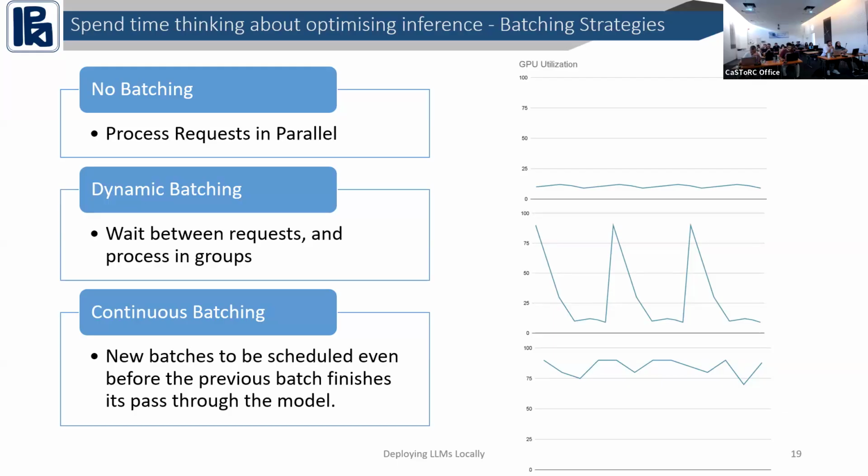You can also have dynamic batching, so you can wait between the different requests and process them in groups. For example, you can process batch requests every 1 hour. This is good for tasks where you don't really care when you get the answer, as long as you get an answer. And then continuous batching is something in the middle that will keep the utilization of the GPU steady and towards 100%. But there are some more complexities in dealing with that.